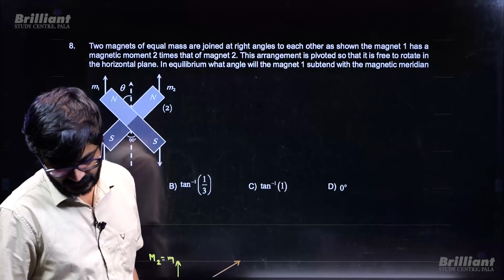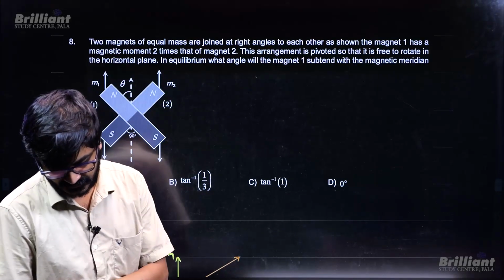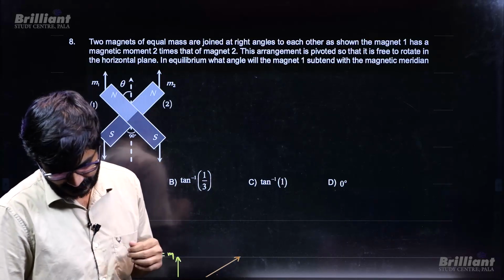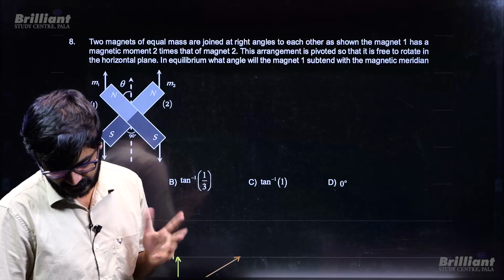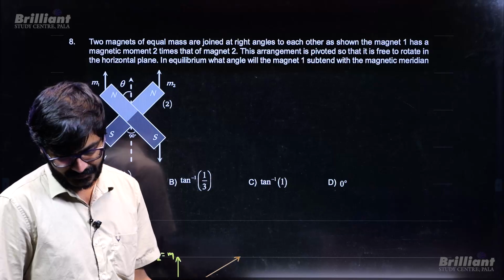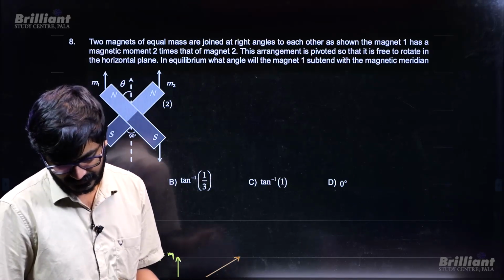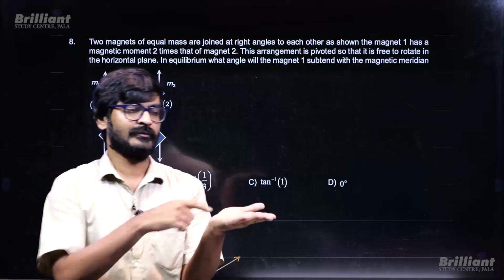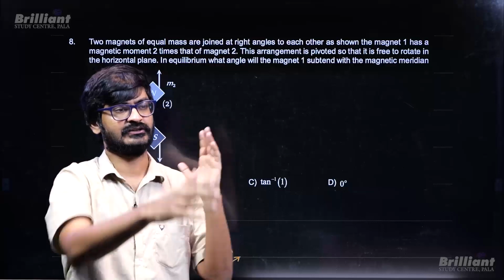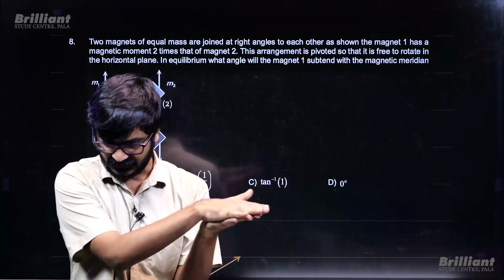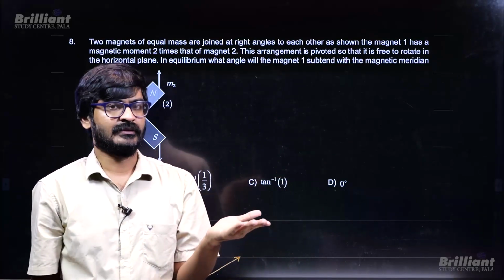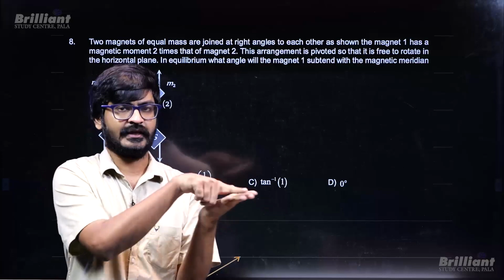Two magnets of equal mass are joined at right angles to each other as shown. The magnet 1 has magnetic moment 2 times that of magnet 2. This arrangement is pivoted so that it is free to rotate in the horizontal plane. In equilibrium, what angle does magnet 1 subtend with the magnetic meridian? See, the magnetic meridian will be in this direction. From the beginning of the class I was saying this is geographical north and geomagnetic north, so I am taking the same thing. So this is the magnetic meridian plane. Now in stable equilibrium what will happen? The net dipole moment will be pointing in this direction.